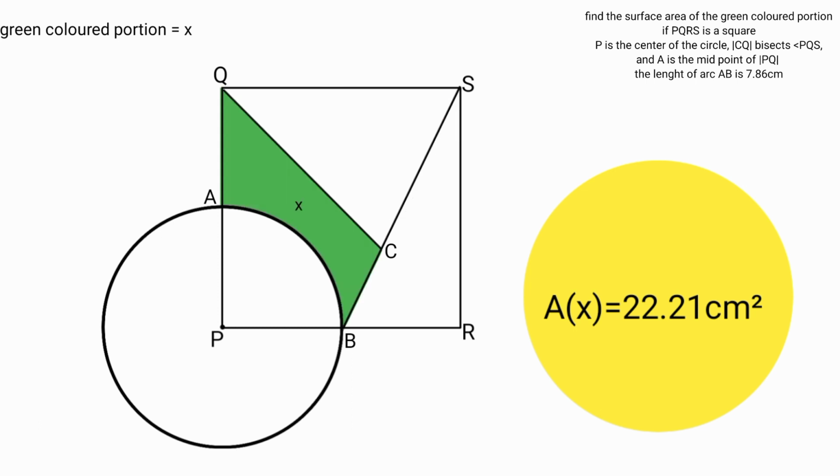And X we know is representing the green colored portion. We are asked to find its area. So this here is 22.21 centimeters squared approximately.